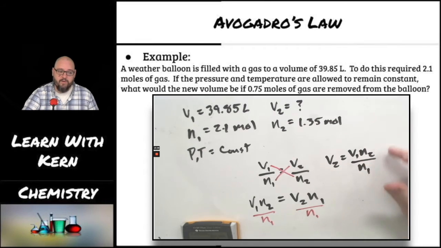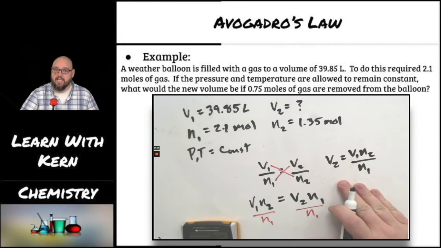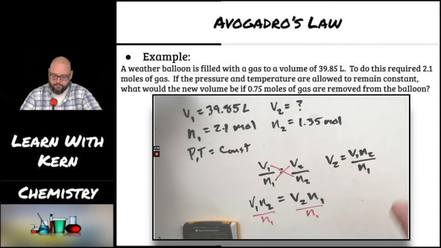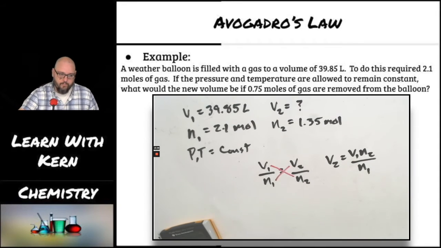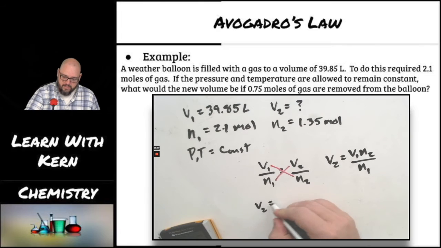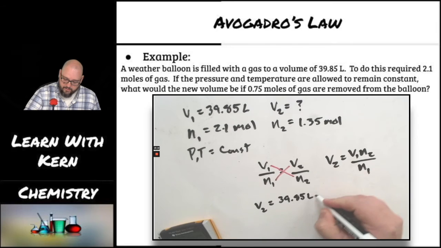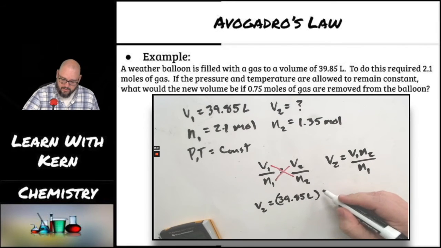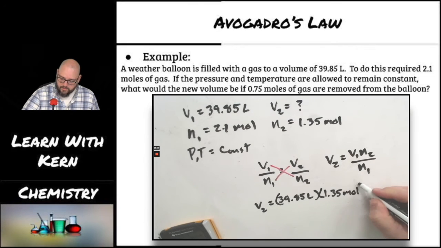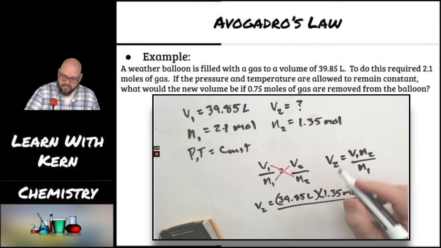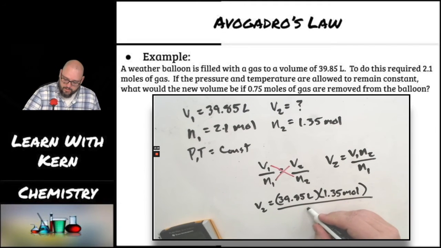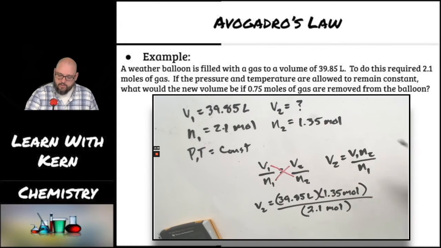So now that I have my final equation, because I did my algebra, now I can plug in my numbers. V2 is going to be 39.85 liters times N2, which is 1.35 moles, divided by N1, which is 2.1 moles.